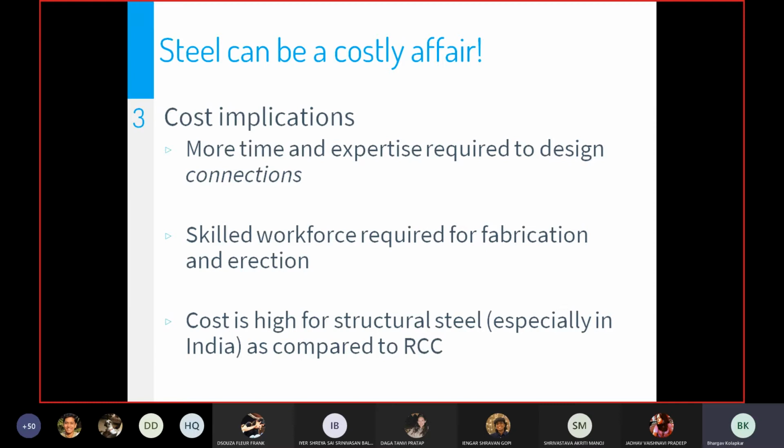And that is perhaps the reason why, along with other limitations that steel brings in, we do not see a lot of steel structures commonly, especially in India.